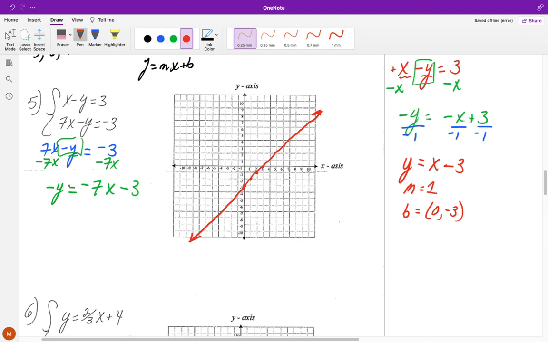And now I'm going to go ahead and divide each term by that negative 1, so I can write it as a positive y. So y is equal to, well, negative divided by negative is positive, and negative divided by negative is positive as well. So it's positive 3. And then our slope is a positive 7. So remember, our slope is 7 over 1, and our b is equal to 0, 3.